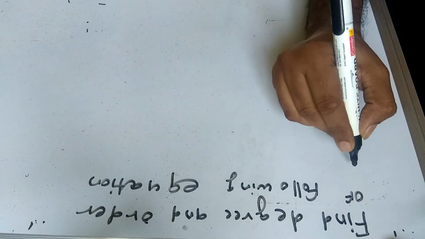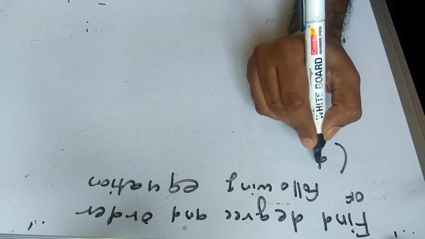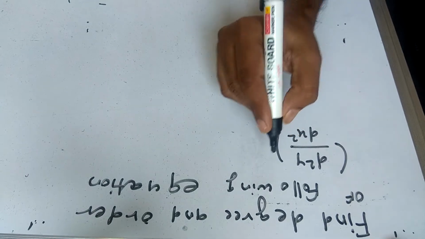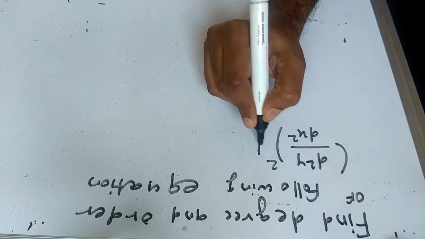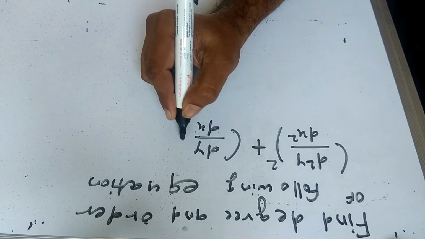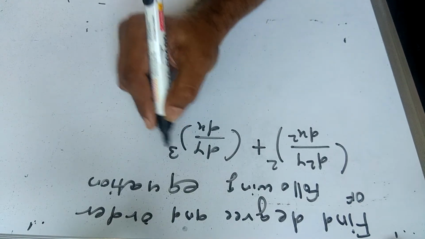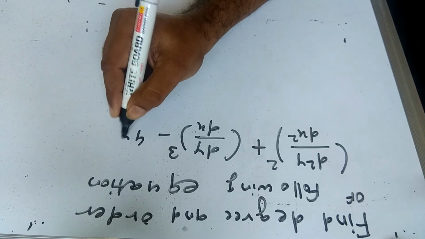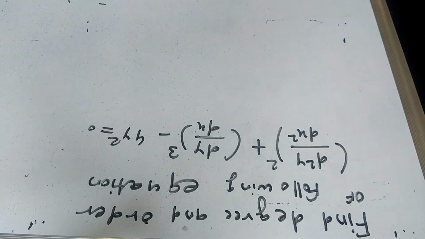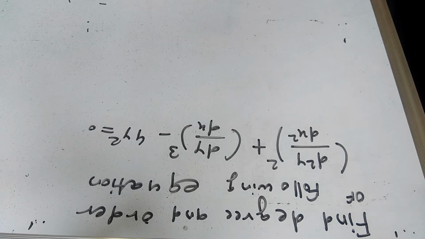Now suppose here we say that (d2y by dx square) whole square plus (dy by dx) whole cube minus 4y square equal to 0. So this equation, we want to find out its degree and order.